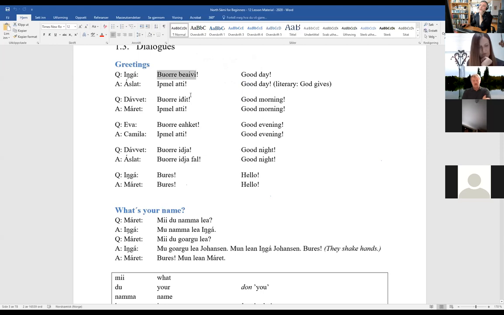But you can also say puerre ehket, good evening. Puerre ehket, ipmelatti. Puerre idja, good night. And there you cannot say ipmelatti, but you say puerre idja back, or you say puerre idja fall. Fall is just a particle. And then we have puuris, when you shake hand, when you take the other person's hand, you say puuris. Normally you don't say puuris without a handshake, but in these corona times you could maybe say puuris without shaking hand, because we're not supposed to shake hand.